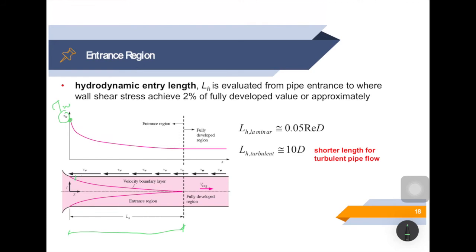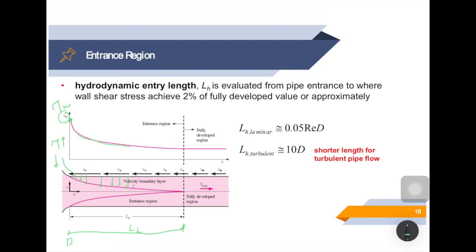So you can see that the thickness of this boundary layer is smaller when the shear stress is high. What happens is that the thickness of the boundary layer increases and the amount of shear stress decreases. Therefore, the pressure drop is higher at the entrance region. That is why we are studying this LH, the hydrodynamic entrance length. Why? Because the pressure drop is higher.